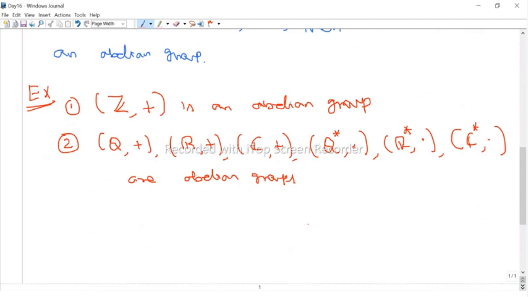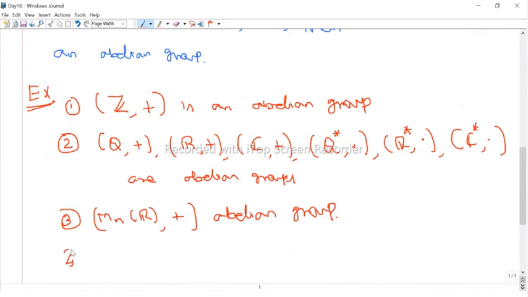But if you take the square matrices, the set of all n by n matrices, Mn of R, this means the set of all n by n matrices over R with respect to addition, this forms an abelian group. But if we take the set of all invertible matrices, that forms a group but not an abelian group. So if we take the set of all invertible matrices, we denote it GL n of R, the general linear group of n by n.